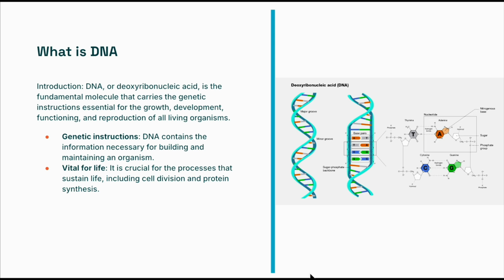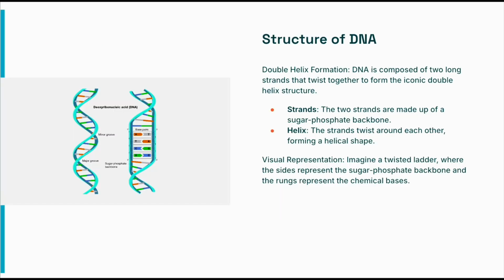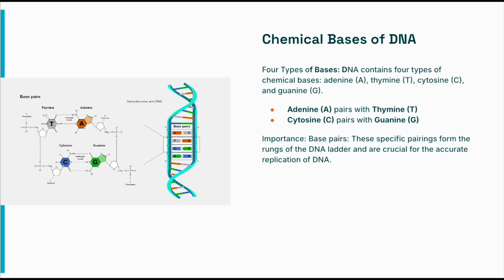So DNA, or deoxyribonucleic acid, is the molecule that carries the genetic instructions essential for the growth, development, functioning, and reproduction of all living organisms. It's made up of two long strands that twist together to form the iconic double helix structure. The strands are connected by 4 types of chemical bases: adenine, thymine, cytosine, and guanine. These bases pair specifically, A with T and C with G, to form the rungs of the DNA ladder.